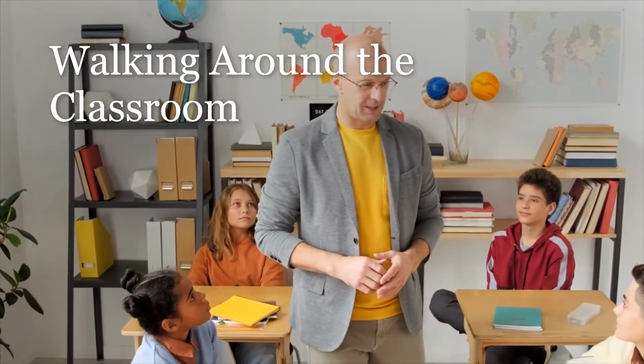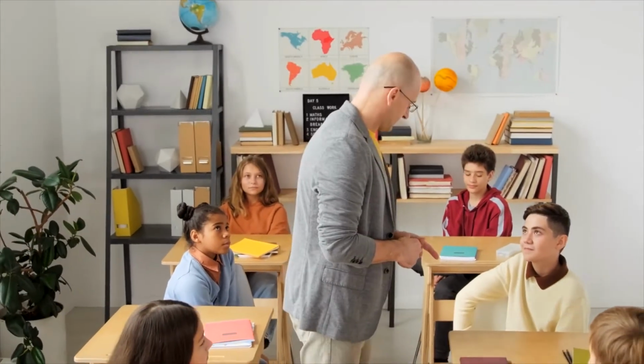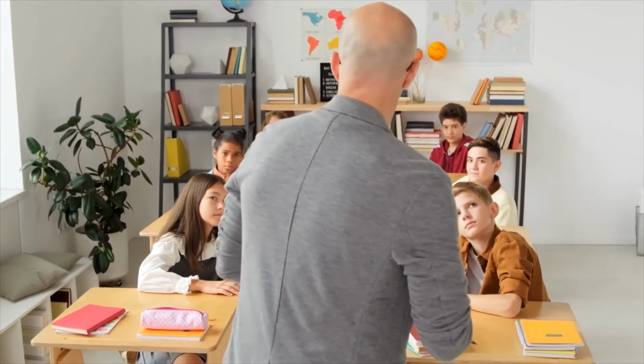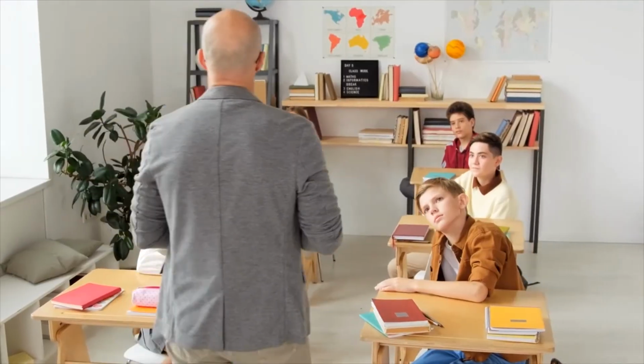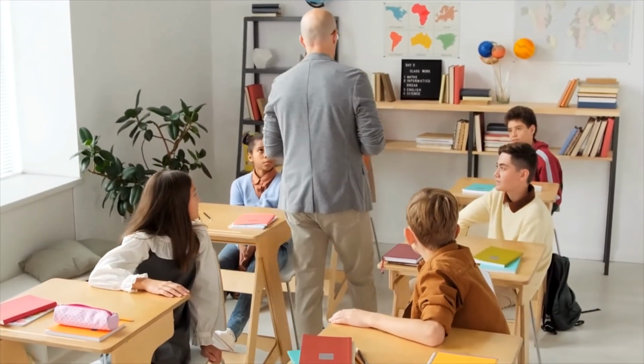Walking around the classroom. Circulating the room while students are working on an assignment. Moving around the classroom can help keep students on task and engaged. It also allows the teacher to monitor student work more closely and provide assistance as needed.